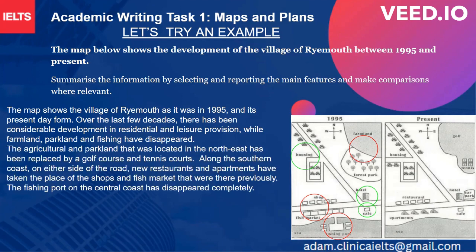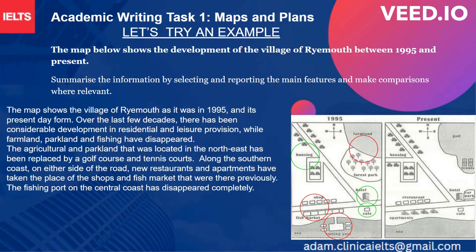So first paragraph, things have changed a lot. The agricultural and parkland that was located in the northeast has been replaced by a golf course and tennis courts. Along the southern coast, on either side of the road, new restaurants and apartments have taken the place of the shops and fish market that were there previously. The fishing port on the central coast has disappeared completely. So being very precise about where things are, in the northeast and the south, where things are at either side of the road. So the reader, okay, I know there's a road there and things are on either side of it. So nice and precise and clear about where things are on the map and where things are in relation to each other.